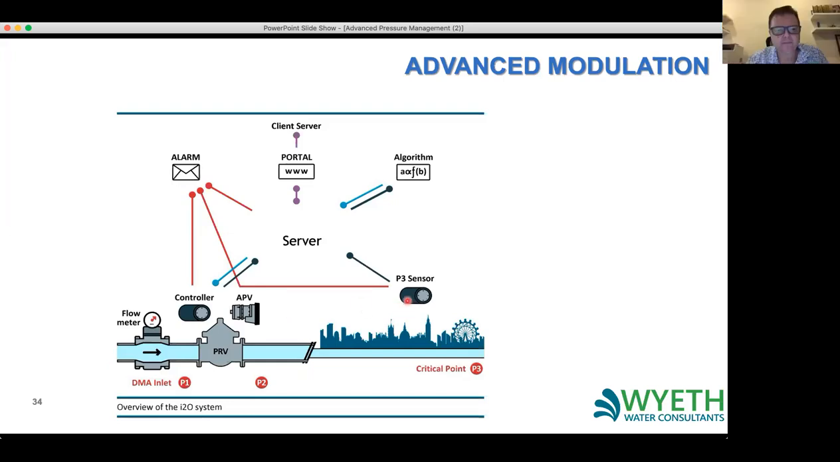And these two devices send the flow and pressure data back to a server where the data is analyzed, and it automatically develops that curve between flow and downstream pressure.